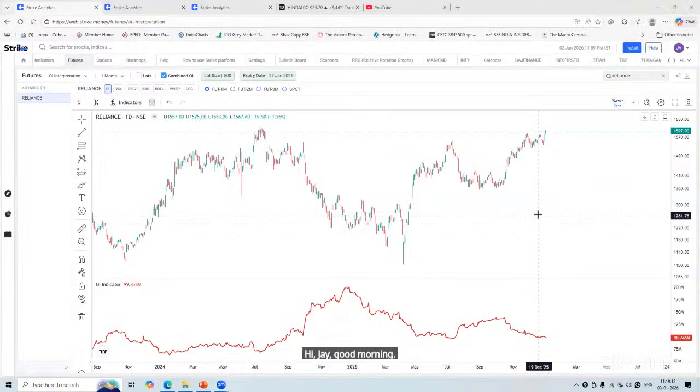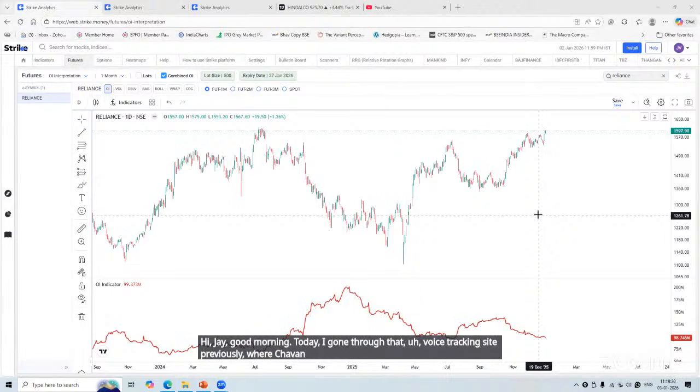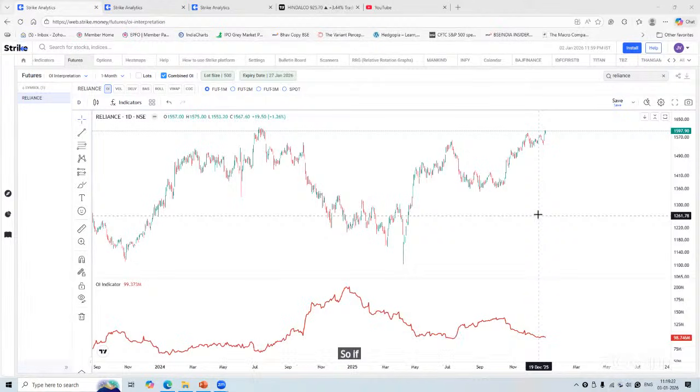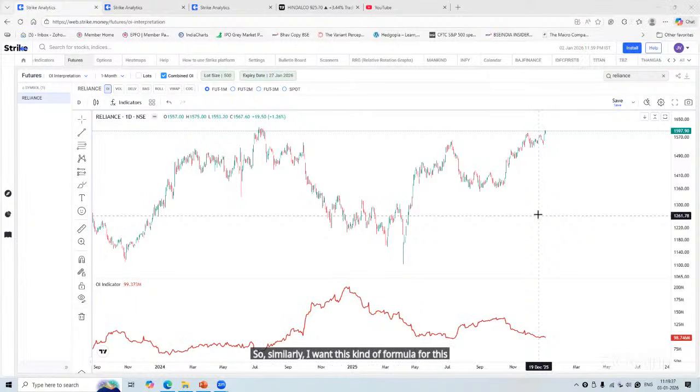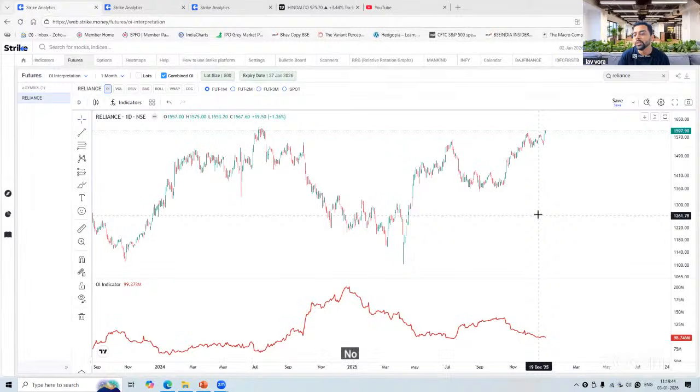Hi, good morning. Jay, I gone through that OI strike insight previously, where Chavan clearly explained about some formulas. So if you are an option buyer, bullish setup would be above resistance plus double-digit call OI reduction, and similarly bearish setup below support and then a double-digit put OI reduction. So similarly, I want this kind of formula for the rollover data by comparing the MOM OI change versus MOM price change, just to filter the stocks.